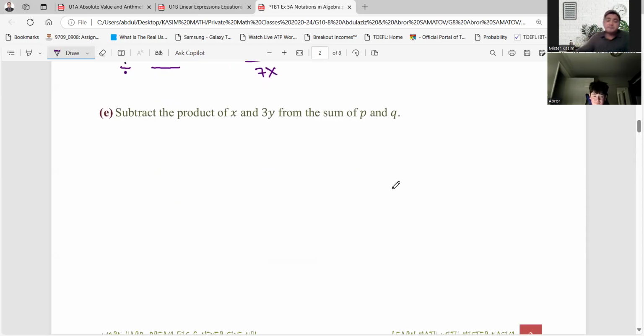E, read E. Subtract the product of x and 3y from the sum of p and q. Can you write this in your notebook? And after that, read it for me. How would you write this? Subtract the product of x and 3y from the sum of P and Q.